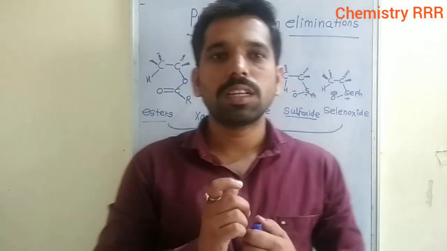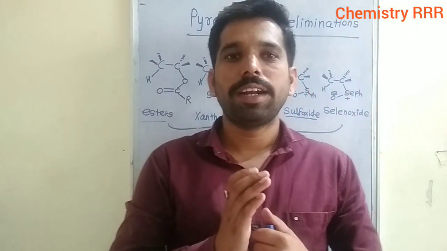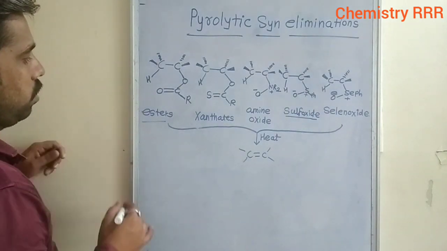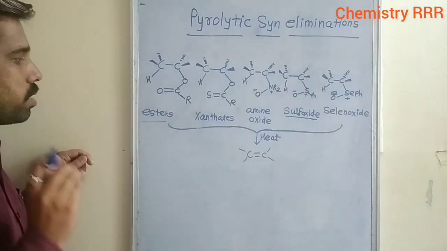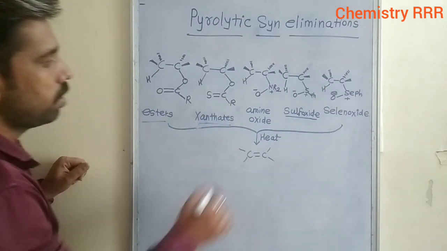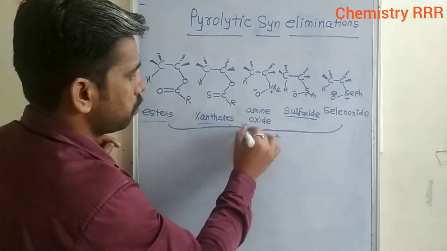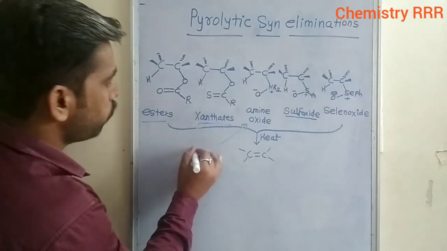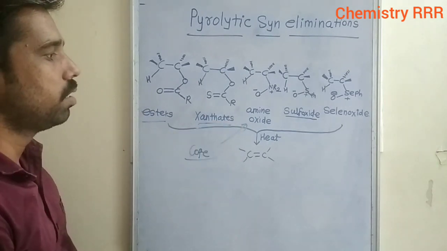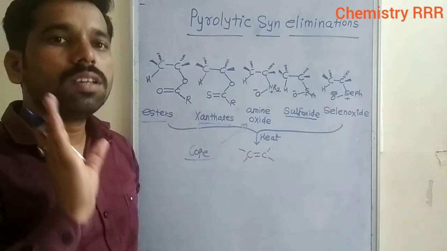Now in today's session I am going to discuss the syn pyrolytic elimination reaction. Now let's start the syn pyrolytic elimination reaction. Start from the pyrolysis of the esters, then pyrolysis of xanthate, then pyrolysis of amine oxide, that is the Cope elimination reaction. Pyrolysis of amine oxide is nothing but the Cope elimination reaction. After that, pyrolysis of sulfoxide, then pyrolysis of the selenoxide.